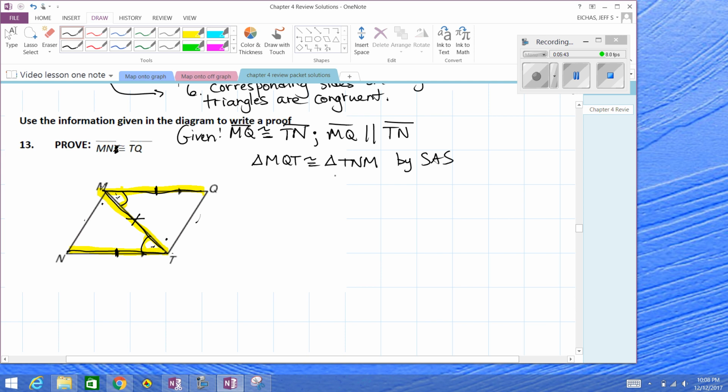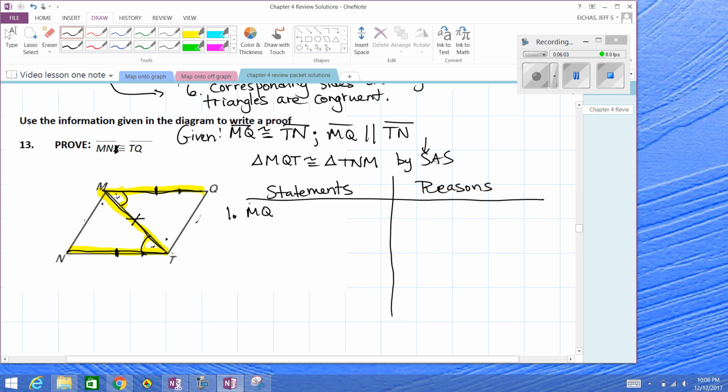Now this is just my pre-proofing here. Now I'm going to actually go write a statements and reasons proof. You can do a T-chart or however you want to do it. I'm going to do a T-chart. That's what we're used to. So I want to start with a pair of sides. To me, it looks like MQ was marked congruent to TN. I'm going to say it was given.